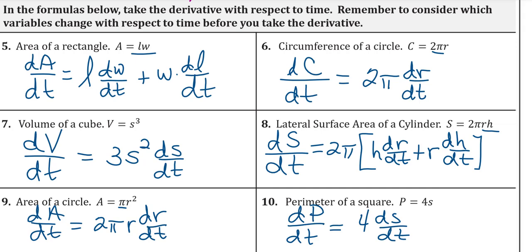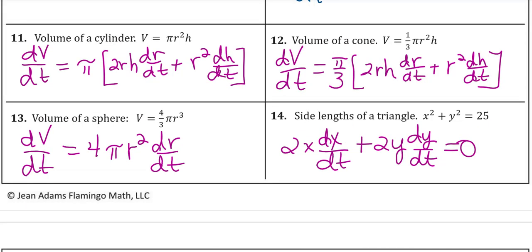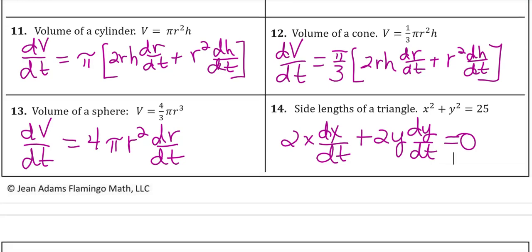And again, pause the video here and do the last 4 and then check your answers. Okay, and there's numbers 11 through 14. Hopefully you got those correct. All right, now, that's how we are going to write our related rates. So let's talk about how we go about using these to solve related rate problems.